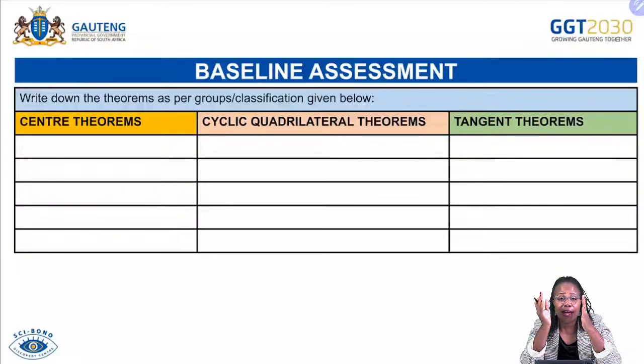So classify these 9 theorems that we are having in grade 11 circle geometry under the center theorems, the cyclic quad theorems, and the tangent theorem. That means your activity is to write down the theorems as per group or classification given below. I'm giving you 5 minutes, grade 12, to classify these theorems for me. Your 5 minutes starts now.